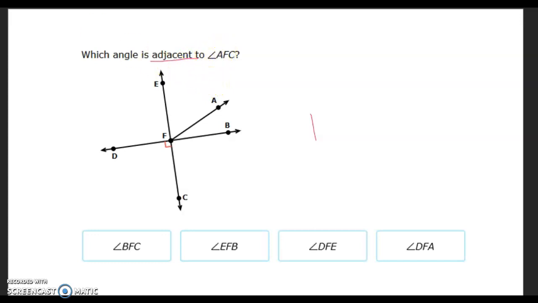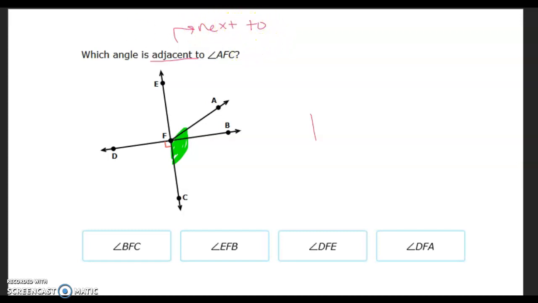So the first thing let's figure out is where angle AFC is. So I find A, I follow it down to F, and then I go to C. So this is our angle that it's talking about. Now we have to worry about what the word adjacent means, and so it's asking you to remember a vocab word. Well, adjacent just means next to.